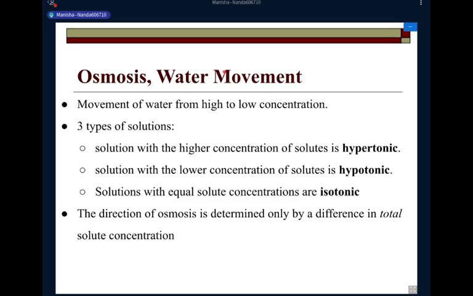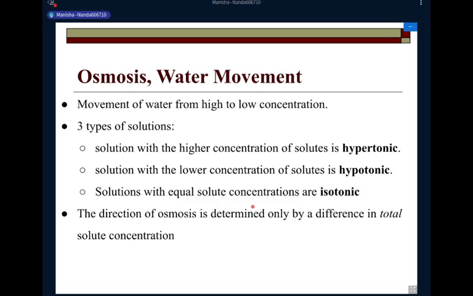Then osmosis, of course, it is water movement. So movement of water from high to low concentration. And you see three types of solutions. We talk of three types of solutions when we talk of osmosis. I hope you know all these terms: hypertonic, hypotonic, and isotonic, right?